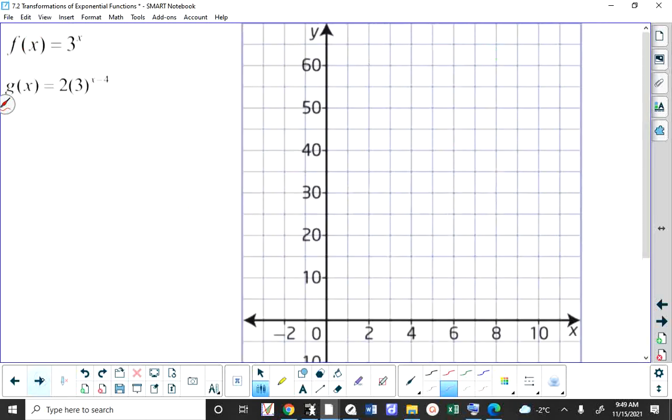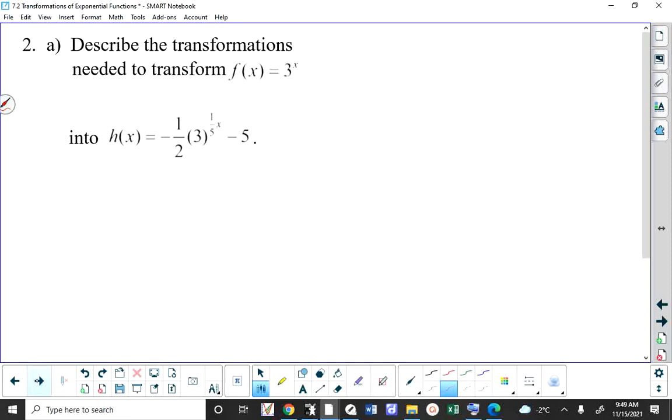All right. So number 2, what are the transformations involved in going from y equals 3 to the x to y equals negative 1/2, 3 to the 1/5 x minus 5? We're going to graph this in a second. It's going to be a beast to graph. But there is a vertical reflection.